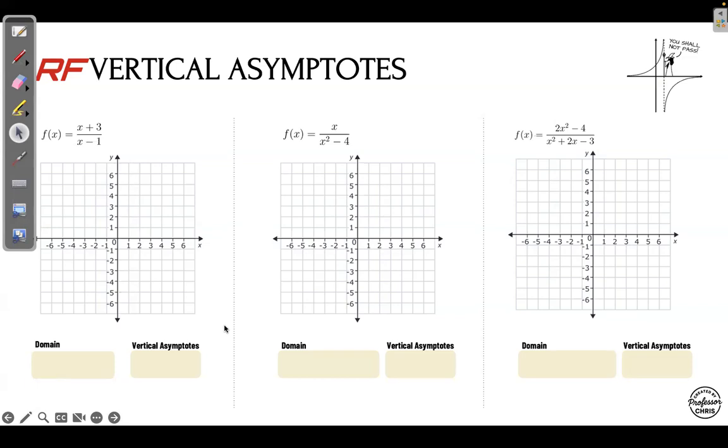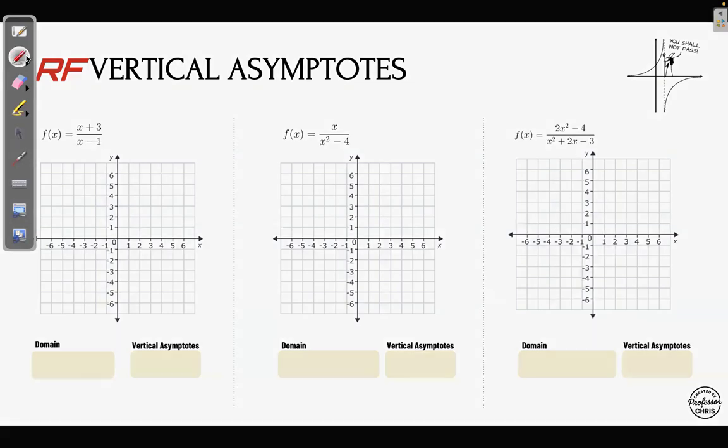Hello, let's see how to get the vertical asymptotes from a rational function. So the vertical asymptotes are based on what you have in the denominator and are basically related to the domain of the function. The first thing is always to factor your function.